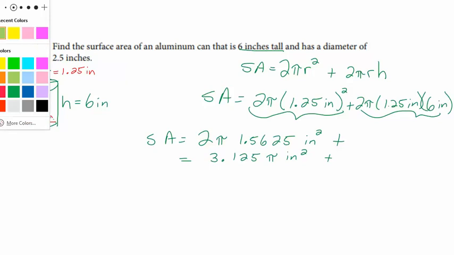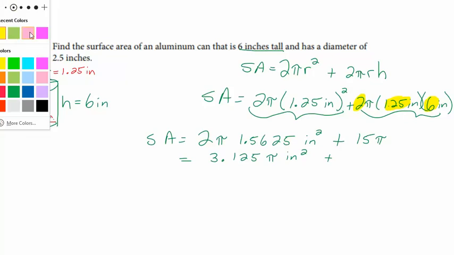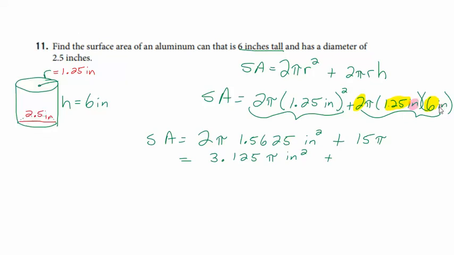So I'm going to multiply the 2 times the 1.25 times the 6. So if I put that into my calculator, I get 15. Okay, and then I have the pi. I'm just going to bring that down. And then for my unit, I have inches times inches, which is square inches. So I have 15 pi square inches.